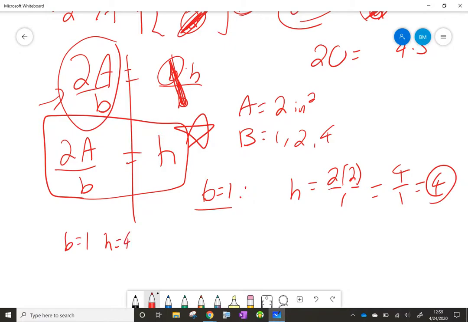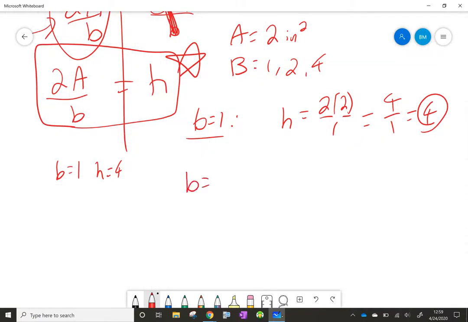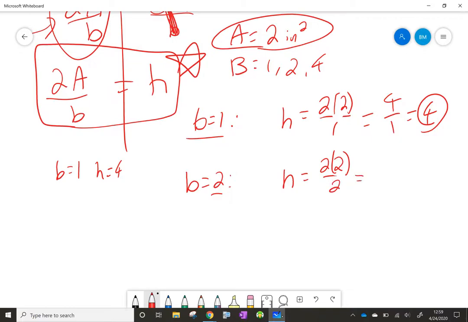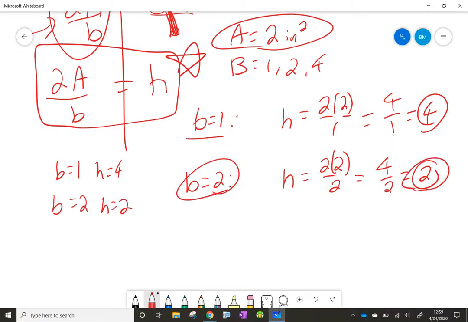Let's test it out for a base of 2 inches. Base equals 2. So same formula, h equals 2a over b. Again, area is still 2 inches as claimed in the problem, but now we're using the base of 2 inches. So we're going to plug in 2 for b this time rather than plugging in 1. So that gives us 4 divided by 2. 4 divided by 2 is 2. So if I have a base of 2 inches, I'll have a height of 2 inches as well.